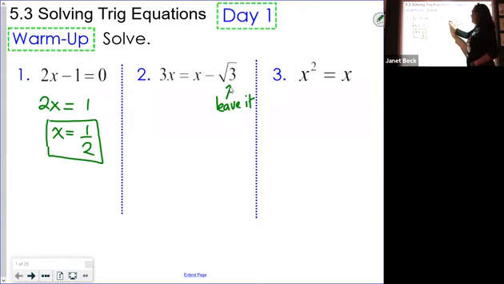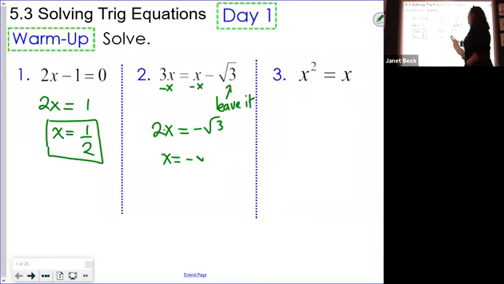Just isolate your x's by moving all your x's to this side. So we've got 2x equals negative the square root of 3. Then cancel out multiplication by dividing. X equals negative the square root of 3 over 2.